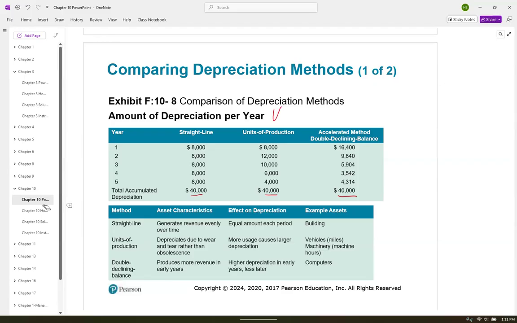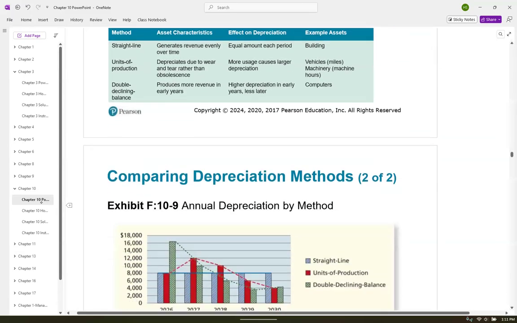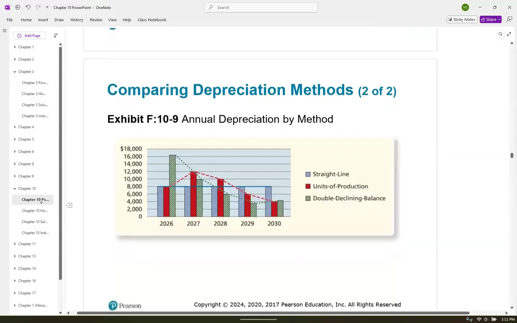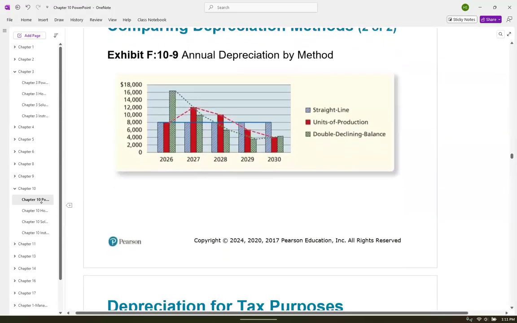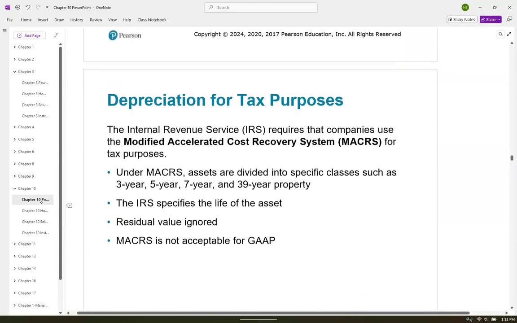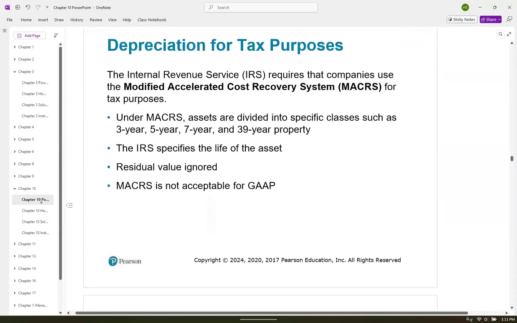Okay. So they give you a little bit of information there and they give you a little chart here on straight line and units of production. Even in the graph, you can kind of see how crazy double declining balance is. Okay. We are talking about depreciation for financial purposes. We are not talking about depreciation for IRS purposes.